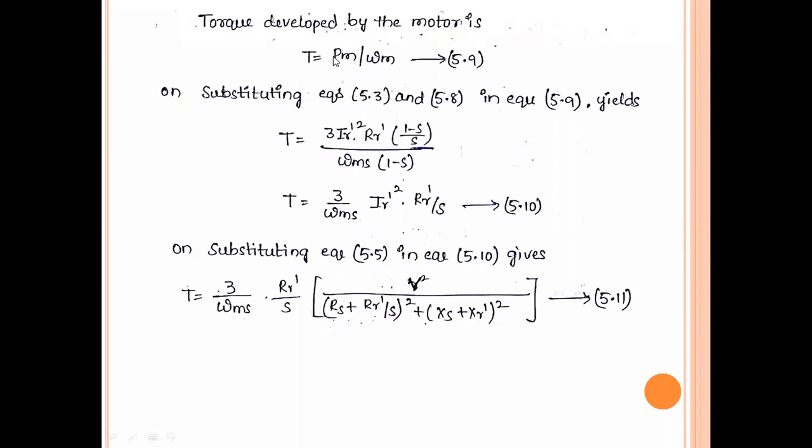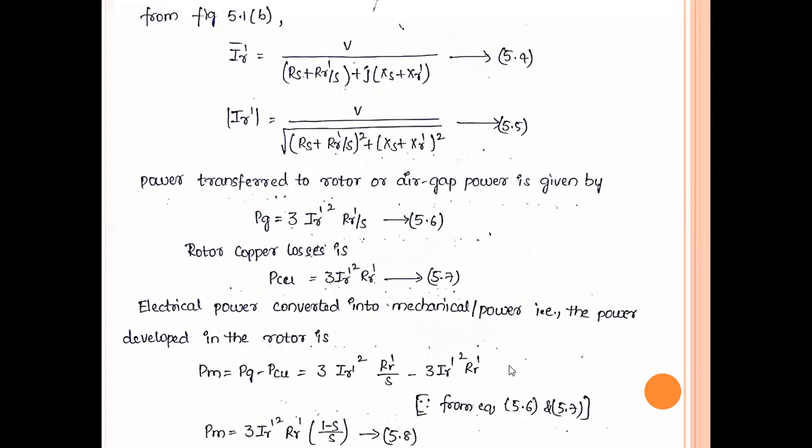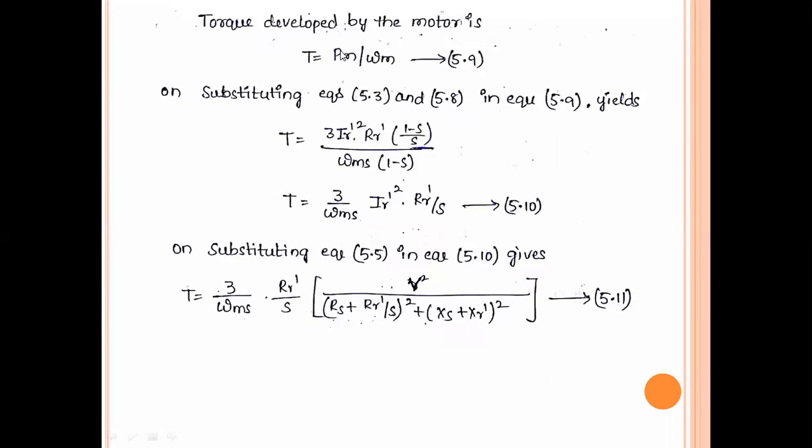Now using 5.8, we can substitute the PM equation here. And similarly, using equation 5.3, what is 5.3? From the slip, we have derived the actual speed in terms of slip: synchronous speed into 1 minus slip is 5.3. So we have derived PM and the omega M. Substitute these two equations, 5.3 and 5.8, in equation number 9, so that we will get the torque equation as this one. If we simplify, 1 minus S and 1 minus S will get cancelled.